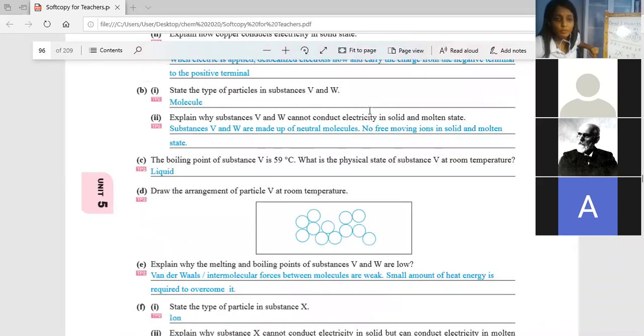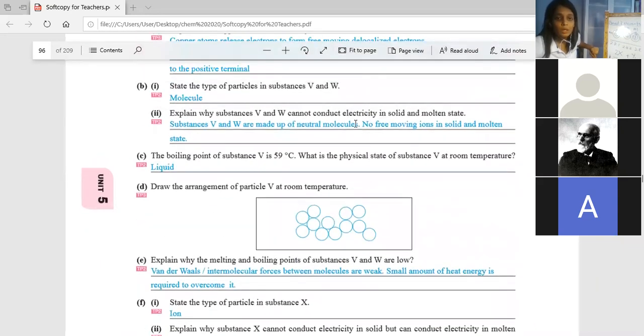Okay, almost going to finish here. All right, why can it not conduct electricity? Keywords again: why it cannot conduct electricity came out in exam 2017. V and W are made out of neutral molecules. There are no free moving ions in the solid and the molten state. Got that? Yes, sir. Okay, move on.